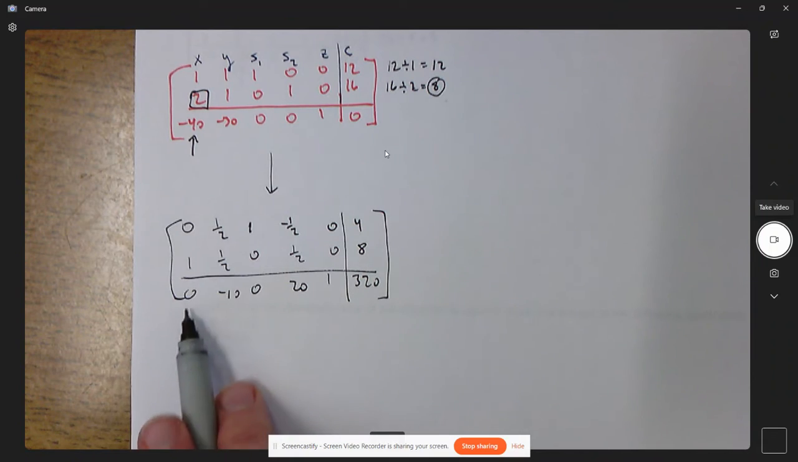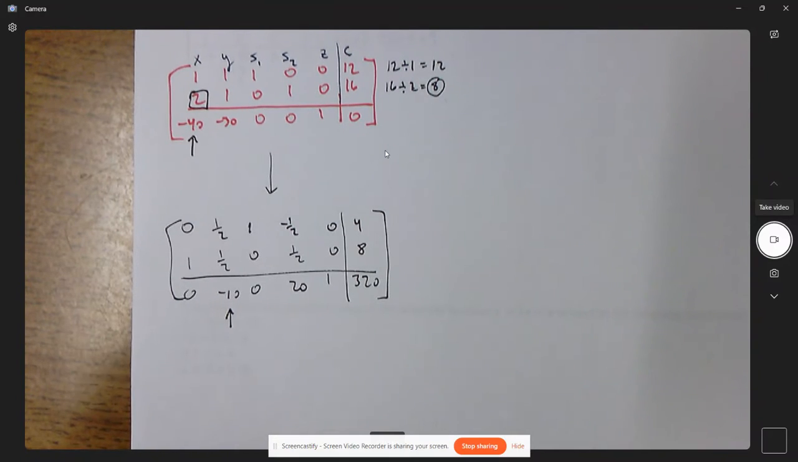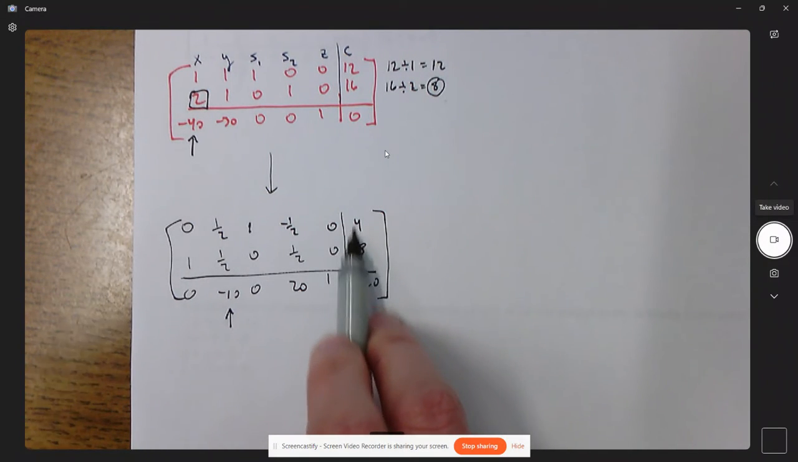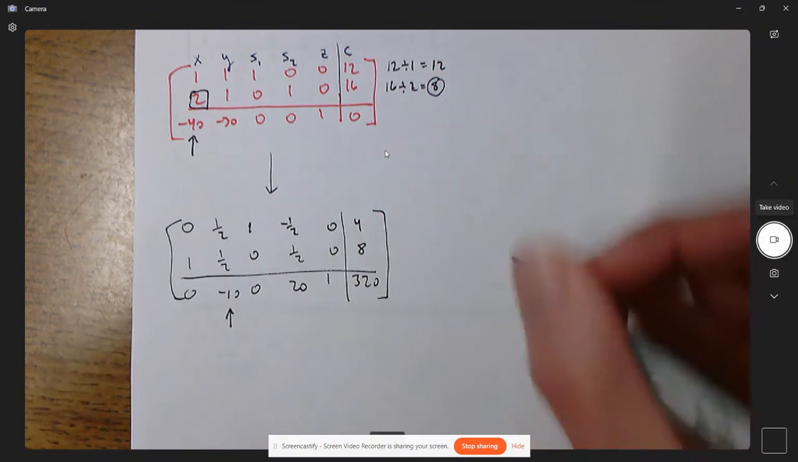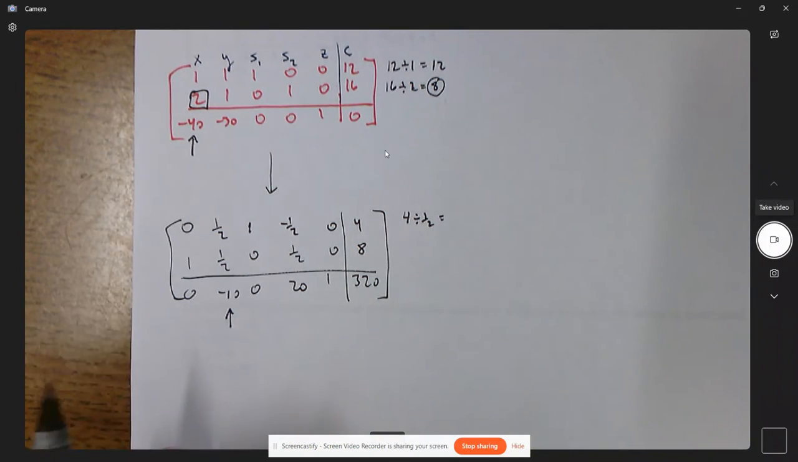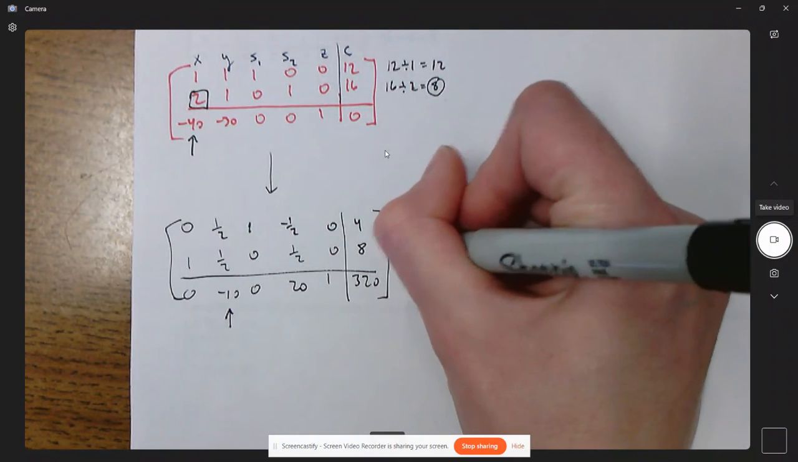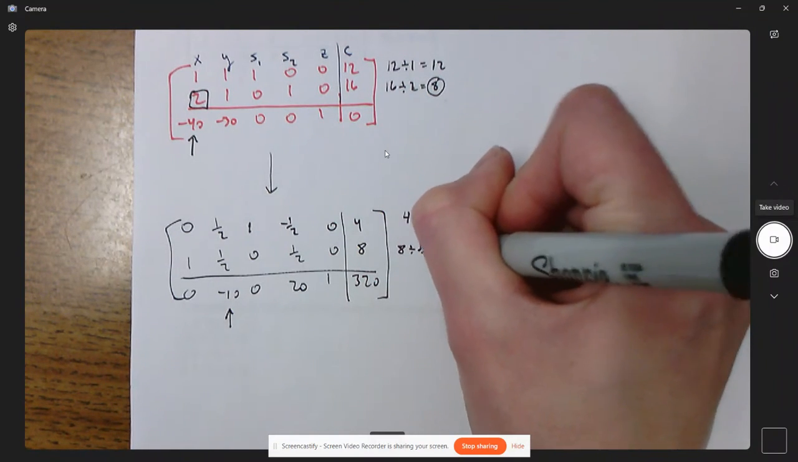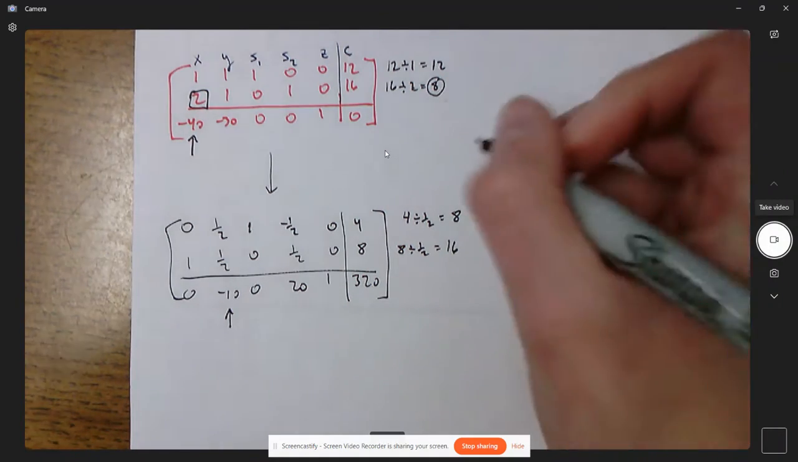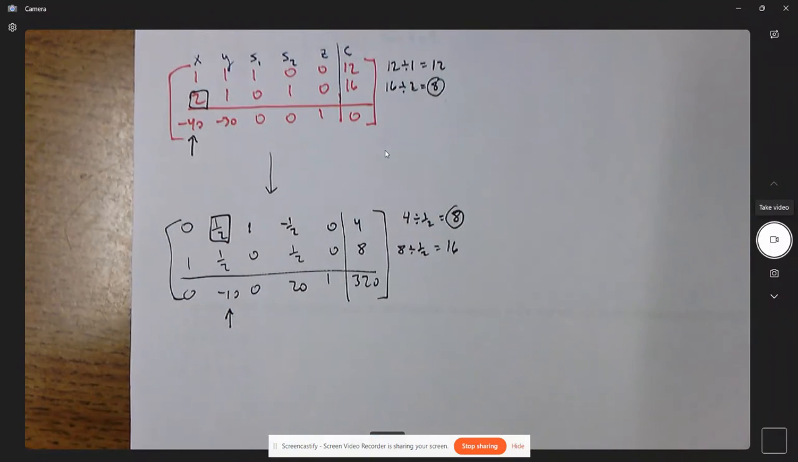Okay, so again, what we're looking for is the most negative number in the bottom. So that's this guy, that's my pivot column. And then remember, you want to divide each of your solutions here by the number in that row. So for this one, I'm going to do 4 divided by 1/2. And be careful, that's not 4 times 1/2. 4 times 1/2 would be 2. 4 divided by 1/2 is 8. Then in the second row, I'm doing 8 divided by 1/2, which is 16. So I want the more negative number, which means this is going to be my new pivot. Okay, so that's going to be my new pivot.